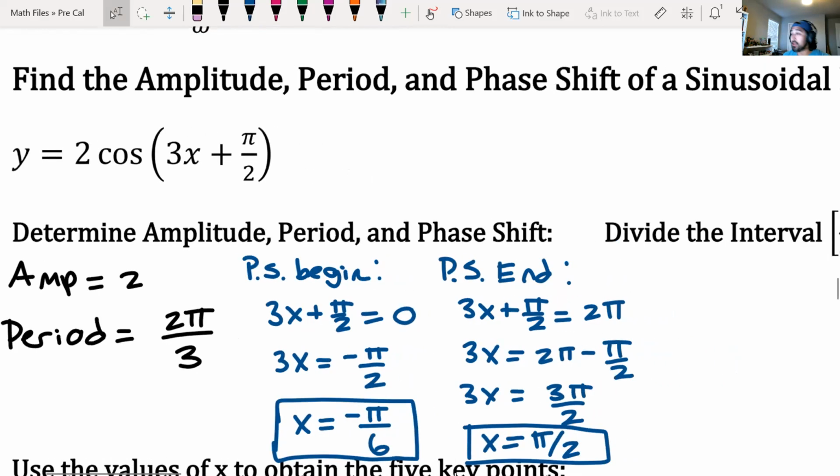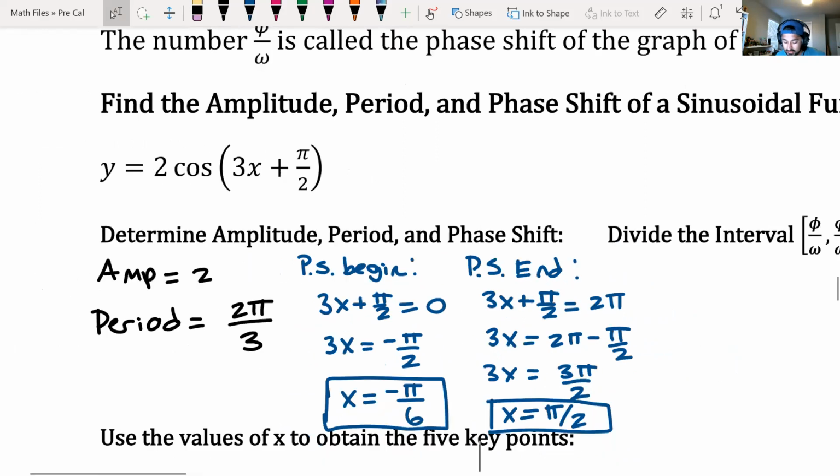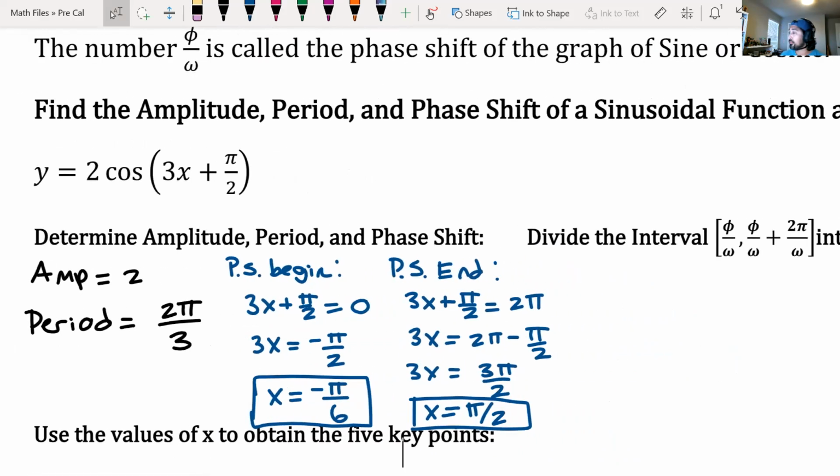All right. Now we know where our phase shift begins and our phase shift ends. Any questions so far? So aside from that, that makes the what? Where'd you go? I think he's dead. Yep, you're cutting out, Luis. Sorry.